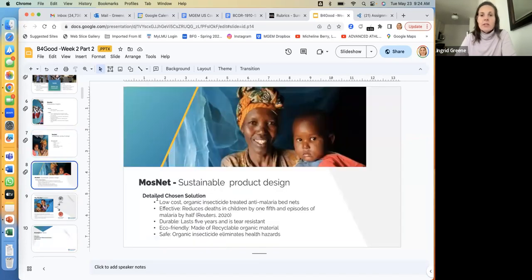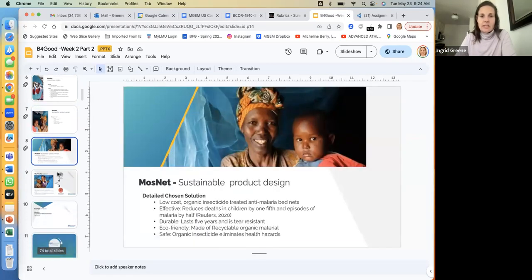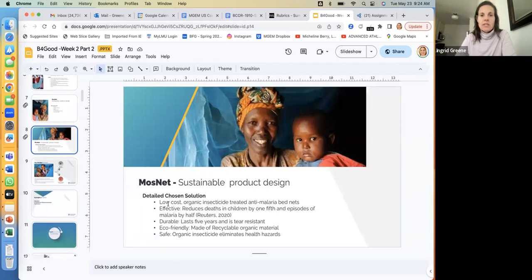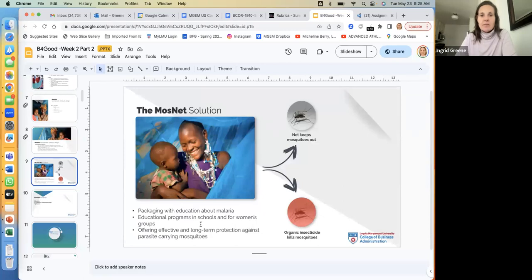And then finally, what is your sustainable product design? The detailed chosen solution, some details about that. It's low cost, it's effective, it's durable, it's eco-friendly, it's safe. Tell me about the product. Then you're going to have a slide that maybe has a picture of the product and maybe some illustrations as to what it does. Maybe talk a little bit more about the solution. You're going to have the packaging with some education, right? This is all coming directly from your research. You're connecting now your research to your actual product.